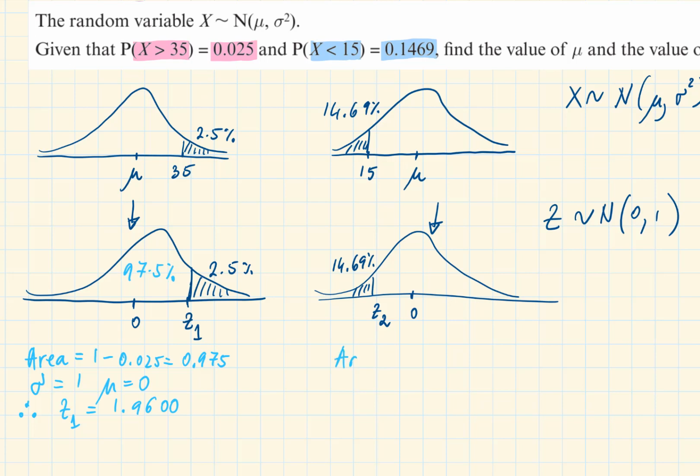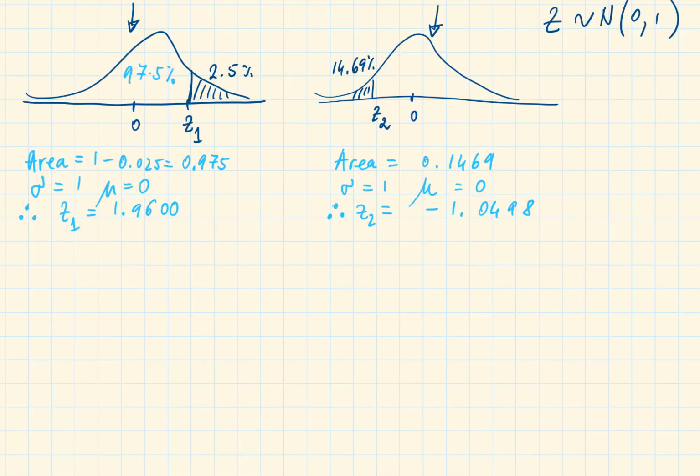And for the other situation, we just need to change the area, 0.1469 instead of 97.5%. And the standard deviation and the mean stay the same. And the second z value is negative 1.0498.